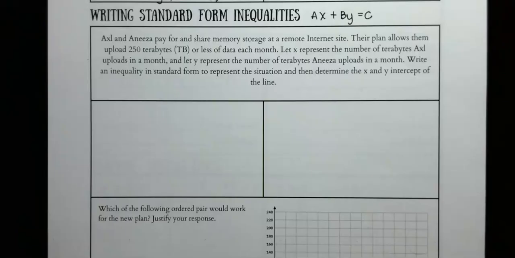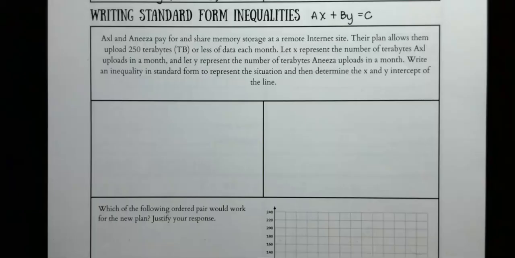All right, so this is the word problem that we're talking about. We're talking about Axel and Anisa, and they're going to pay for shared memory storage on a remote internet site. Their plan allows them to upload up to 250 terabytes or less of data each month. They specifically tell us that x is going to represent the number of terabytes Axel uploads in a month, and we're going to let y represent the number of terabytes that Anisa uploads in the same month.